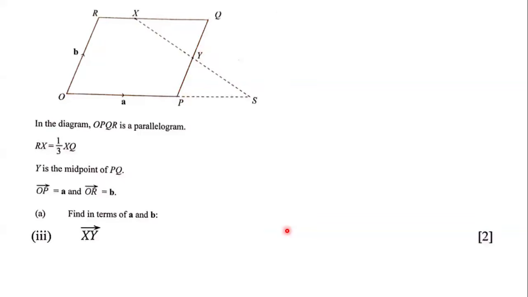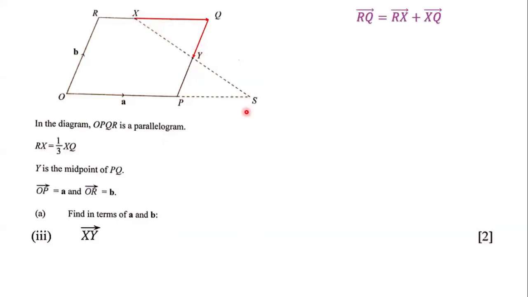Next, we have to find in terms of A and B, XY. Okay, did I skip anything? I hope I didn't skip anything. Okay, so this is 2 and this is 3. Okay, good. So we're good. So find in terms of A and B, XY. So we need to figure out what is the vector XY. In order to figure out what is XY, the first thing that we're going to do is start at X, and then end at Y.